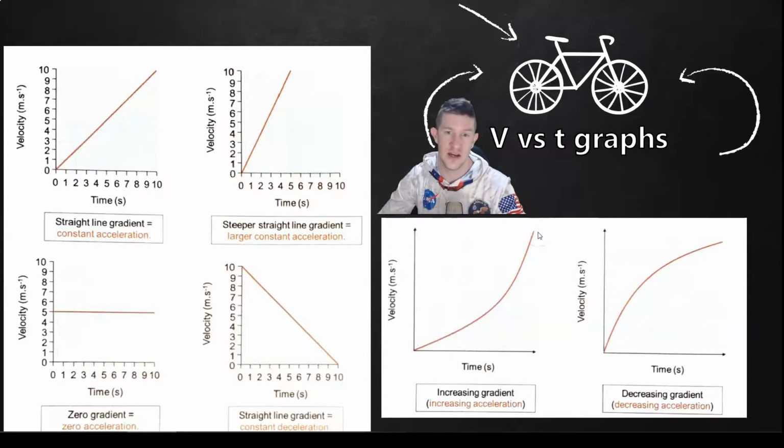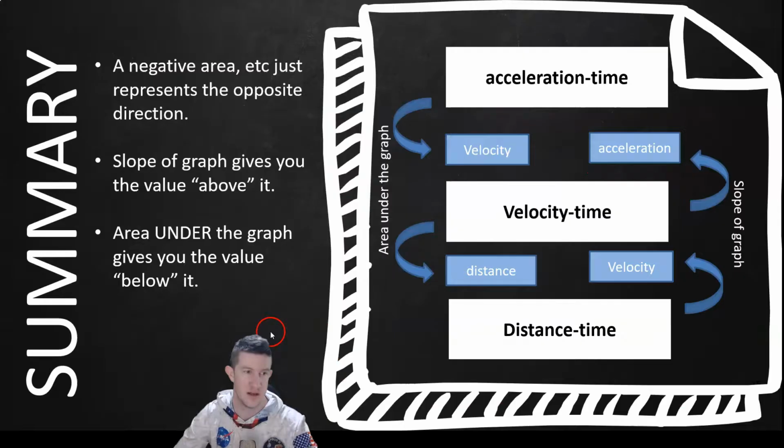If I gave you an example, I said, show me what an increasing acceleration would look like on a velocity time graph, but you're not expected to calculate slopes or areas under these kinds of curves. So a quick summary for this is that if we have a negative area, it just represents the opposite direction. Just like negative velocity and negative acceleration is the opposite direction, a negative area under the curve just gives us the opposite direction. So we would subtract that if we wanted a distance or something like that.